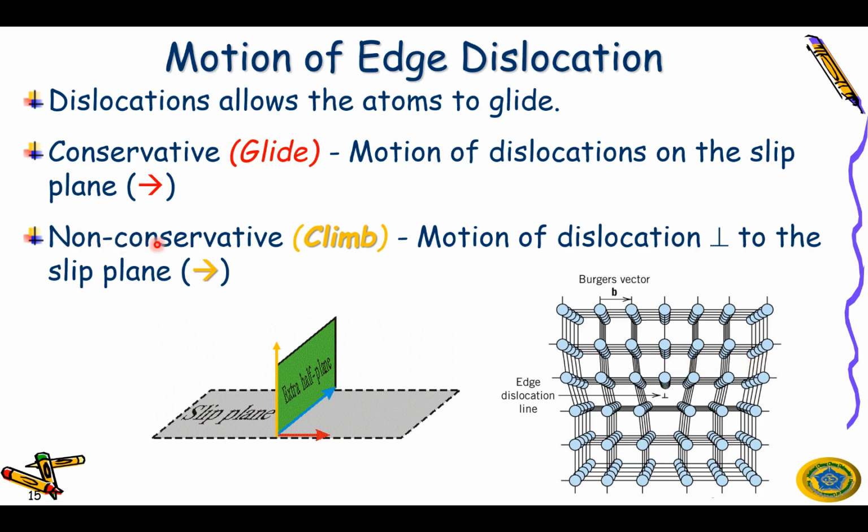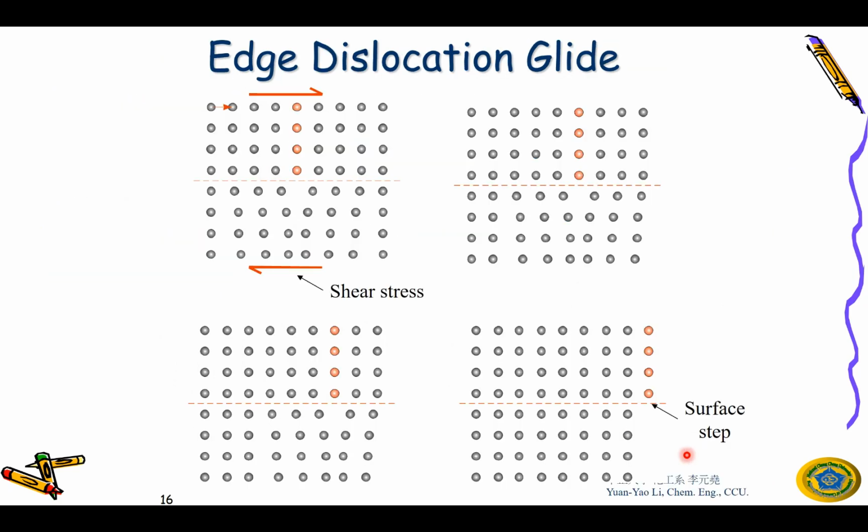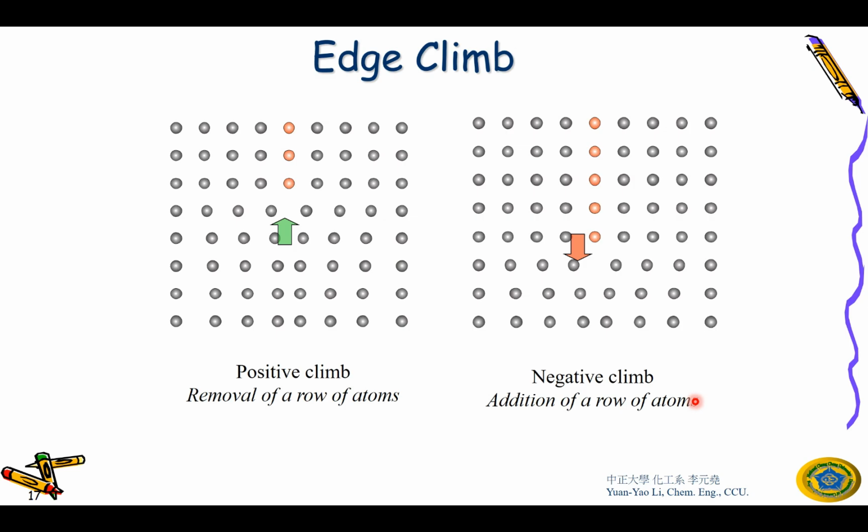Non-conservative motion, the motion of the dislocation perpendicular to the slip plane, this slip plane, right? So it goes this way, this way, this way. This is called climb. Here the edge dislocation line glides this way, right? Climb is this way.